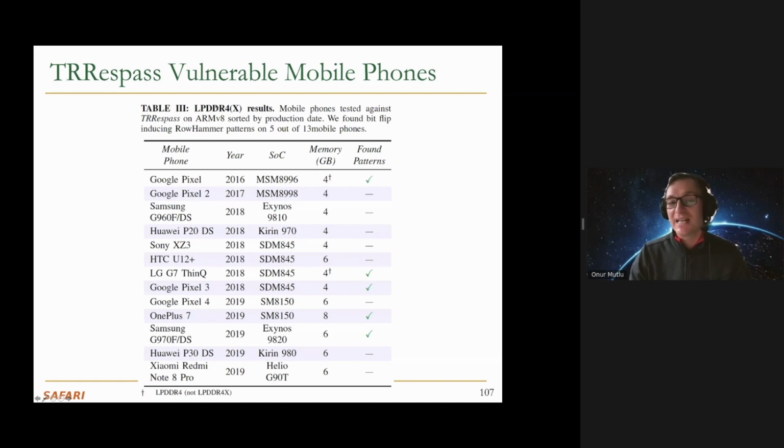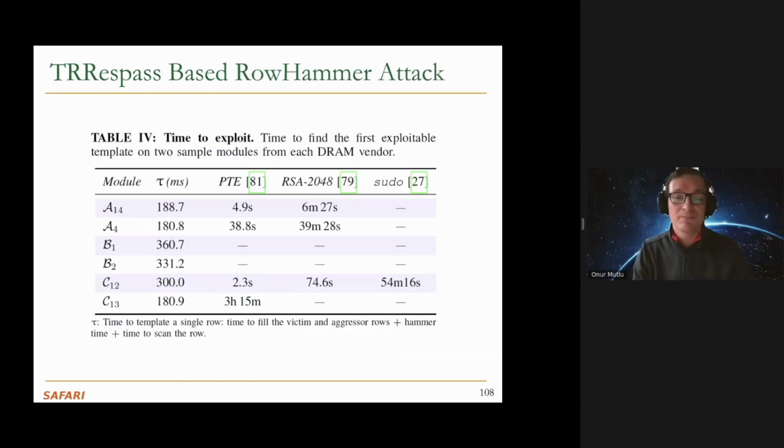that use LPDDR4 chips. So many folks thought that LPDDR4 and DDR4 chips are not vulnerable to Rowhammer because manufacturers fixed the problem, but clearly that is not correct. And we actually showed that you could get to the first exploitable bit flip very quickly. These are various types of attacks: the page table entry attack that I mentioned earlier, RSA attack, and sudo attack. These are different attacks that are published in the literature in terms of Rowhammer.